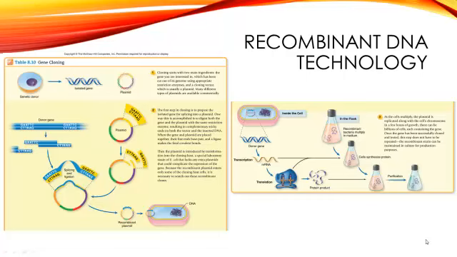Our last tool is recombinant DNA technology. We have talked about this technology throughout this course. The main example of the use of this technology is the ability to have E. coli produce human insulin for use by diabetics.